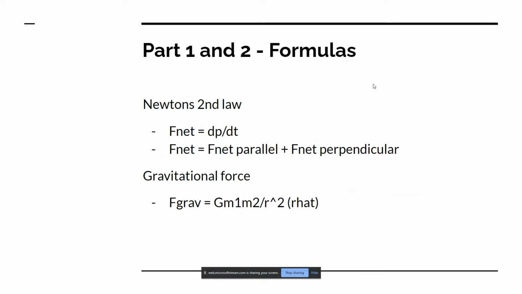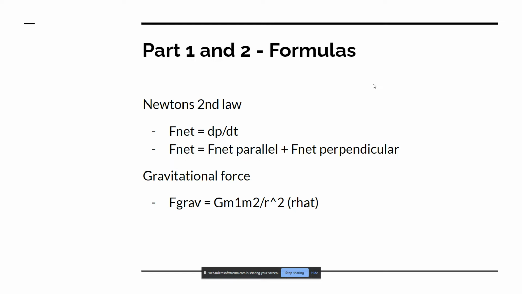So for both parts, we're using the same formulas. In this case, we're looking at Newton's second law, which states that F net is equal to dp over dt, and that F net can also be broken down into two different components: F net parallel and F net perpendicular. And we're also dealing with gravitational force. F grav equals G, the gravitational constant, times m1 times m2 over r squared times r hat.